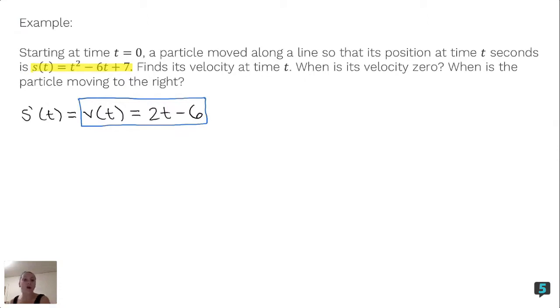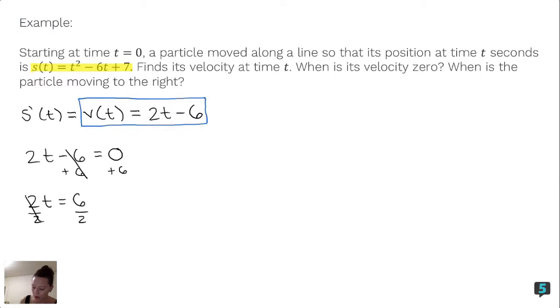Now it wants to know when the velocity is 0. So we're going to take 2t minus 6 and set it equal to 0. To solve this, we're going to add 6, and then we are going to divide by 2. And we are going to get that t equals 3.